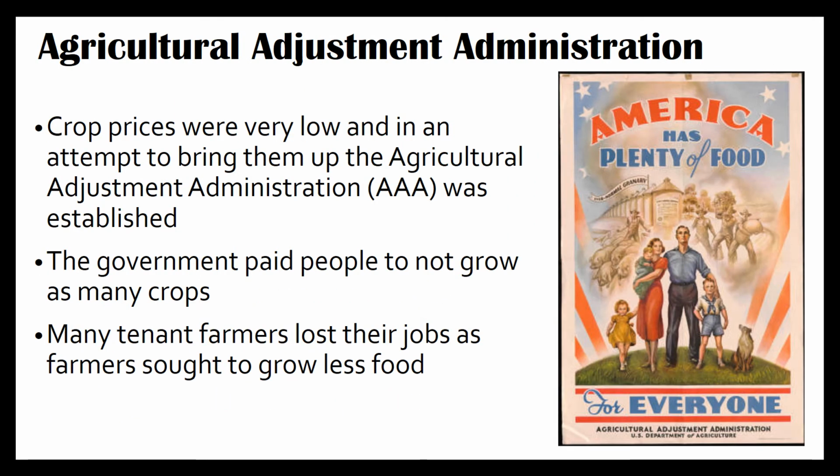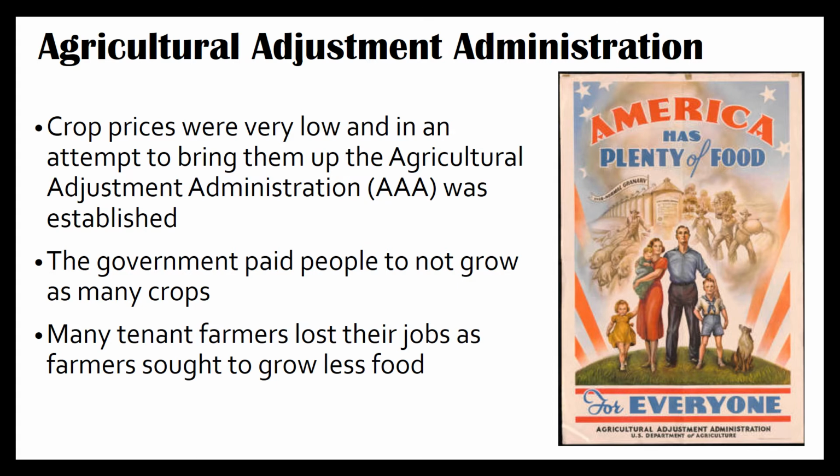Agricultural Adjustment Administration. Crop prices were very low, and in an attempt to bring them up, the Agricultural Adjustment Administration, AAA, was established. The government paid people to not grow as many crops. Many tenant farmers lost their jobs as farmers sought to grow less food.